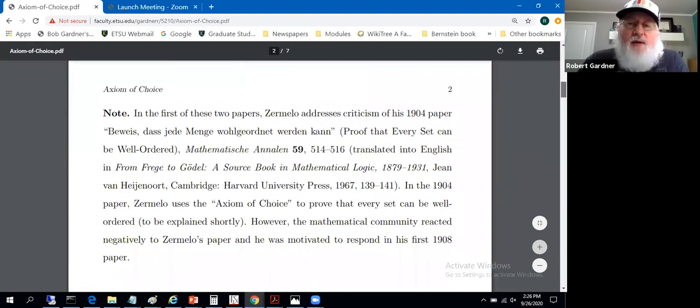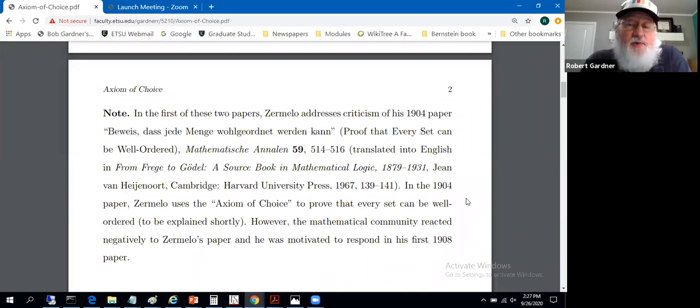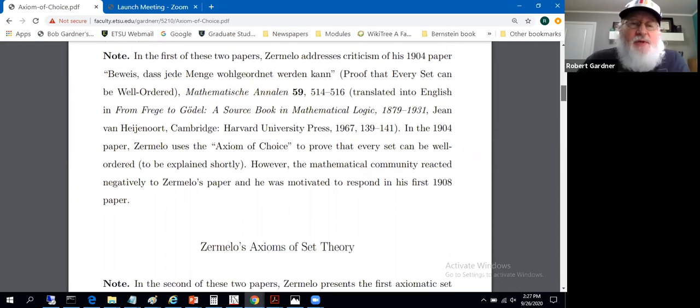What Zermelo is up to in these two papers, the first one at least, is to address criticisms of his 1904 paper, Proof that Every Set Can Be Well Ordered. This also occurs in that Frege to Gödel book. In the 1904 paper, Zermelo uses the axiom of choice to prove that every set can be well ordered. And we'll explain some of this terminology shortly. The math community didn't react so well. So Zermelo publishes this paper in response to the criticisms.